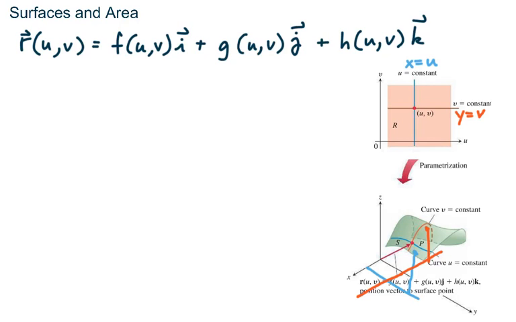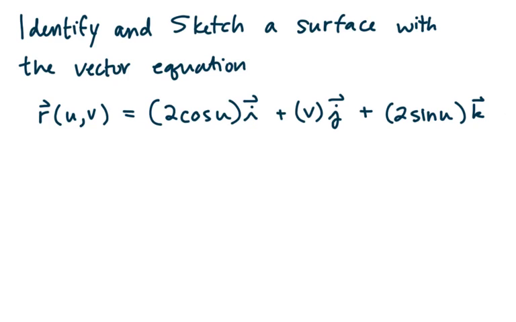Before we begin talking about our goal for this unit, surface area, we need to really visualize what the parameterizations look like. So let's do some examples. Here, we're going to identify and sketch the surface with this vector equation. We're given this vector equation, r of (u, v), and I have an x, a y, and a z component.